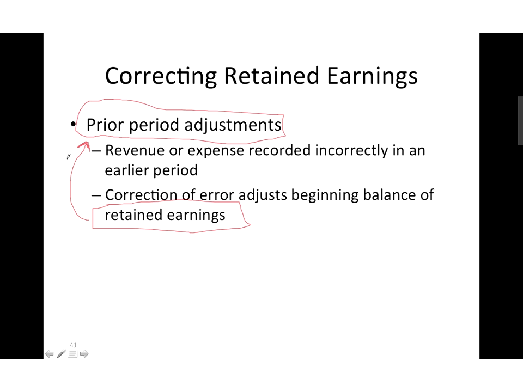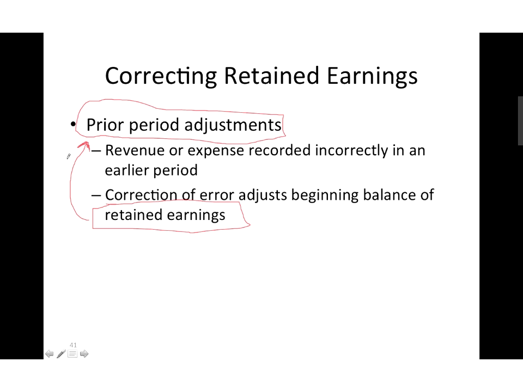Okay. I have a question coming up on this slide. Now, the thing that you need to know from this slide is that we correct retained earnings for prior period adjustments. Now, revenue and expense items are on the income statement. So revenue and expense are called income items a lot. So I'm just trying to explain this question that's coming up.